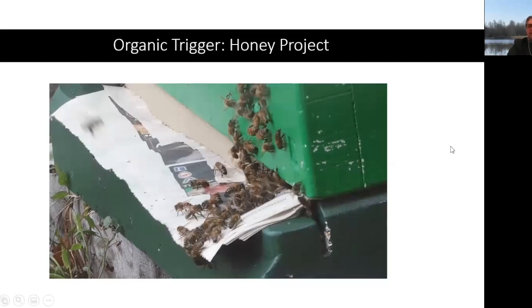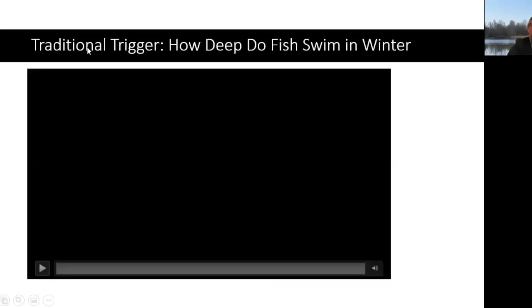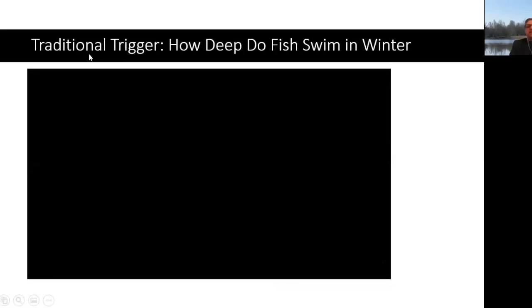And so the next video I have is a traditional trigger. The students wanted to know, the teacher set it up because it's very cold in Finland in winter. So how deep do fish swim in winter? And basically what they learned is they're at the very bottom because there's a layer of warm water down there. And they brought experts in, they were ice fishing, they were measuring the temperature of the water at different depths. They were learning how to use all these different instruments.